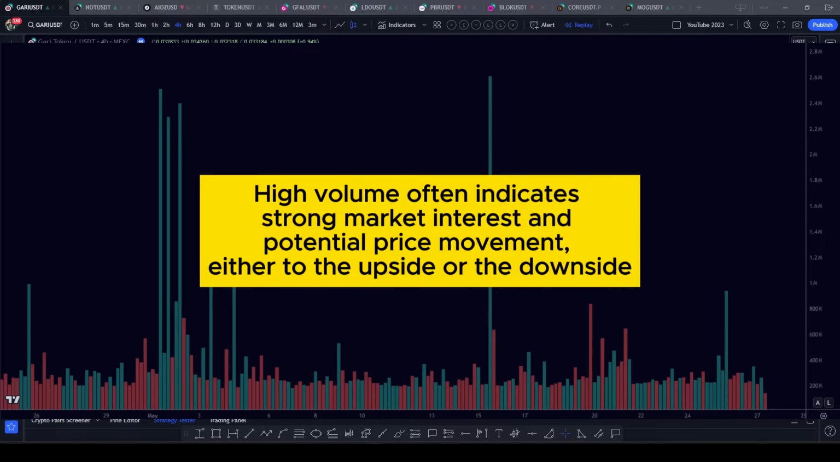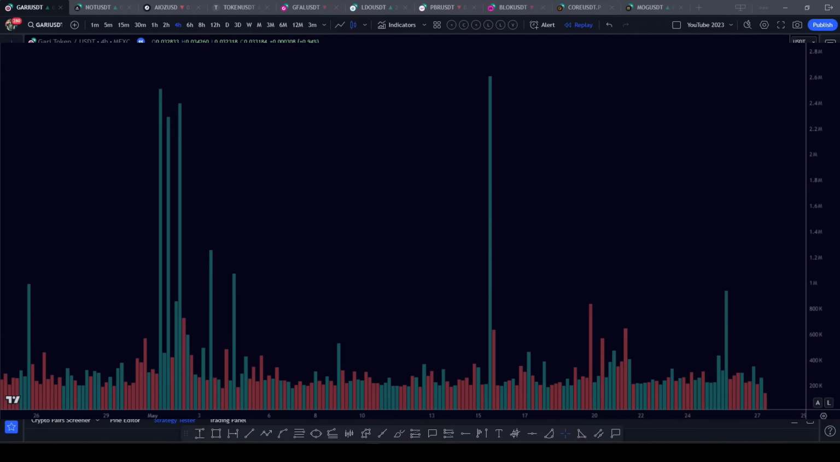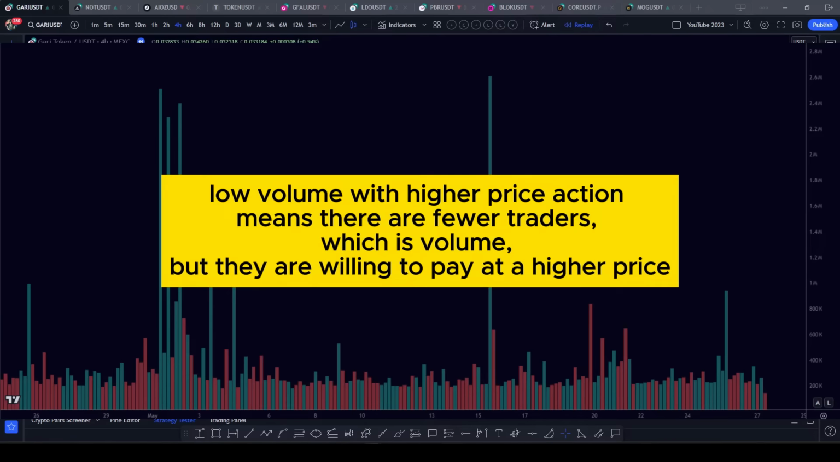Most traders ask this question: why is the volume low but the price is going up? I go over this in greater detail on understanding what volume truly is and how to use it to your benefit in this video. But to summarize it, low volume with higher price action means there are fewer traders, which is volume, but they are willing to pay at a higher price. And this causes the price to continue upward while the volume is low.